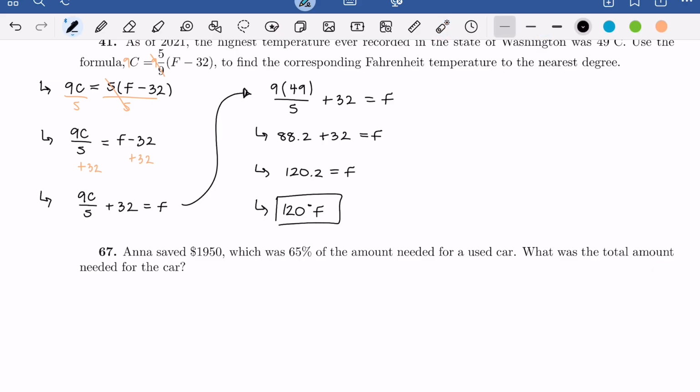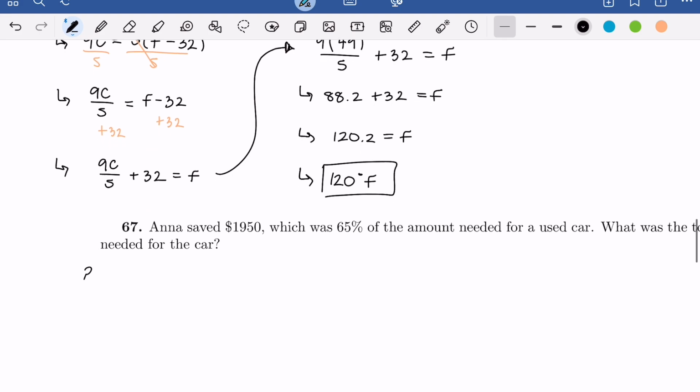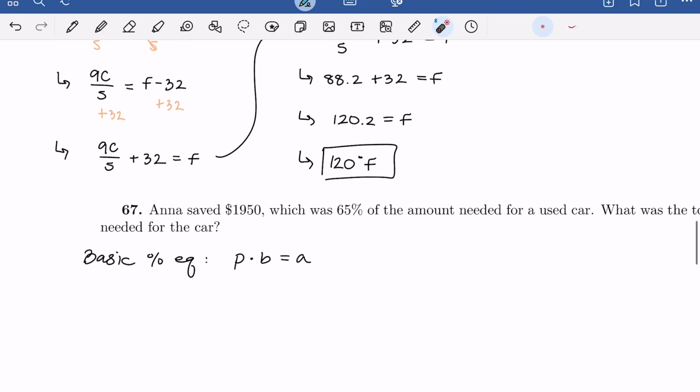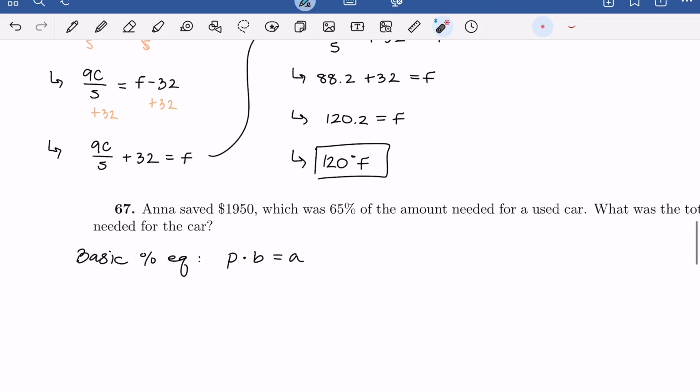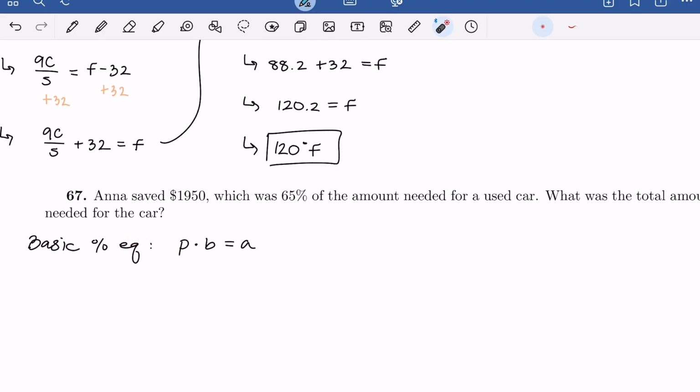Now, in this case, we can use our basic percent equation. Now, this is given to us in our textbook, and it's our percent, which we denote with P, times B, which is our whole amount, is going to be equal to A, our partial amount. So a percent of our whole amount is equal to that portion of the whole amount. All right, so in this case, 65% of our whole amount, the total amount for the car. So 65% of this total amount is going to give us our partial amount that is saved, the 1950.